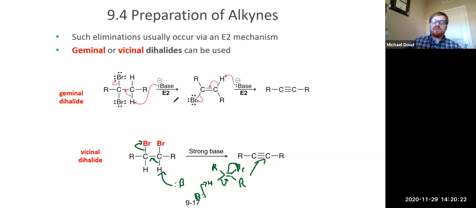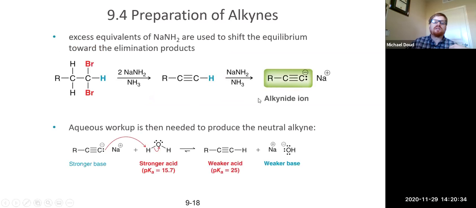Again, the mechanism should look very familiar. It's just the E2 mechanism, showing that you can do it twice if you have a dihalide. And again, it can be geminal or vicinal. It doesn't really matter. I hope those words make sense.